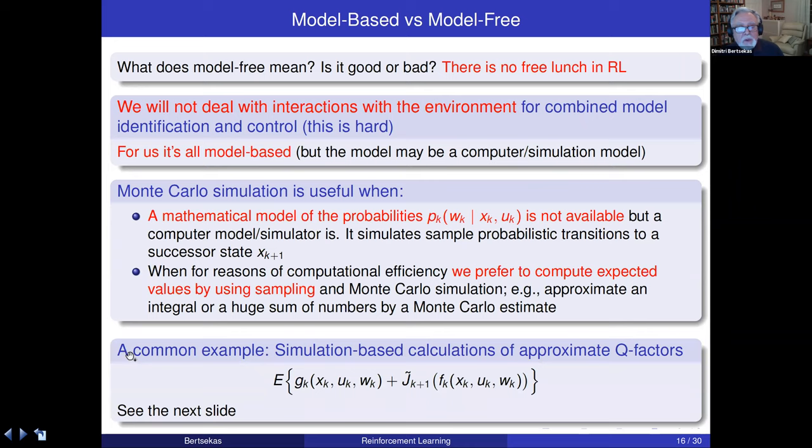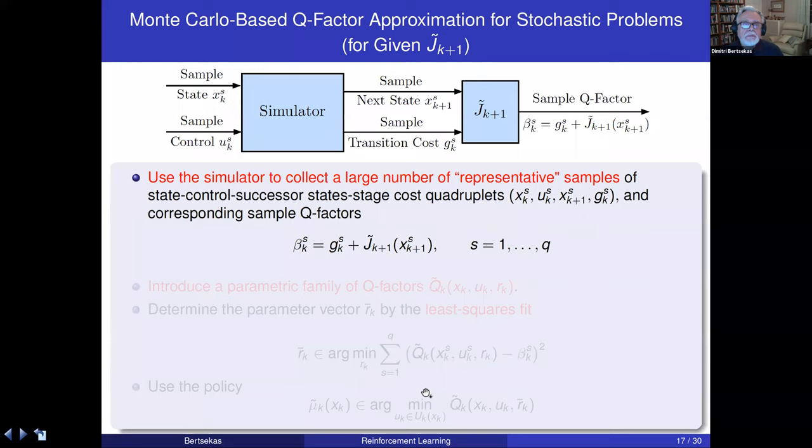And let me talk about a common example. How do you calculate approximate Q factors by simulation? In other words, we want to calculate this expected value using a simulator given J tilde k+1. And how are we going to do it? So we have this cost-to-go approximation J tilde k+1. If you plug in a state, it will give us a number, perhaps by simulation itself, but it's available.